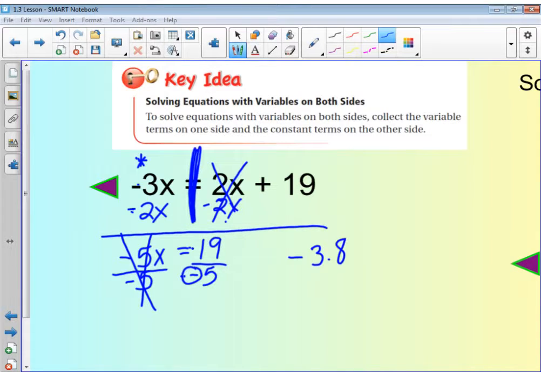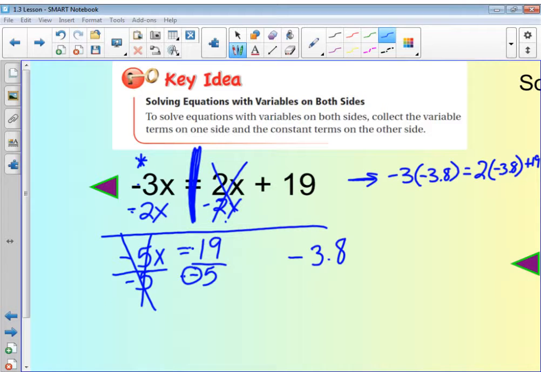Okay, if I ever want to check myself, I can do that. And I know there's not too many of you that prefer to do that. But if I want to check it, I'm going to rewrite this. So I have -3 times -3.8, what I just got for x, equals 2 times -3.8, and then plus 19. So now I could use my calculator to go through and check it. And this is just my arrow. I looked at that at first and thought it was a number.